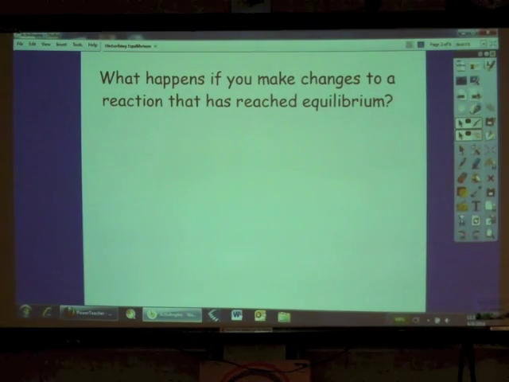What about if you change the concentration of either a reactant or product? So you add more product, or you add more reactant, or you remove reactant once the reaction has reached equilibrium. What happens to it? We'll also talk about changes in volume, which basically, if we're talking about gases, is change in pressure. And then finally, what about changing the temperature of a reaction system that has reached equilibrium?